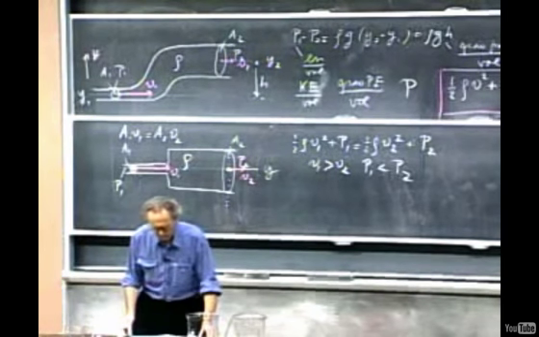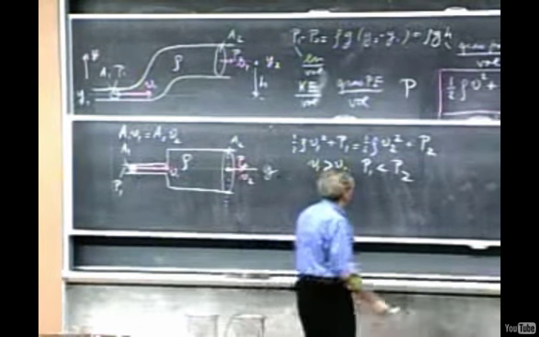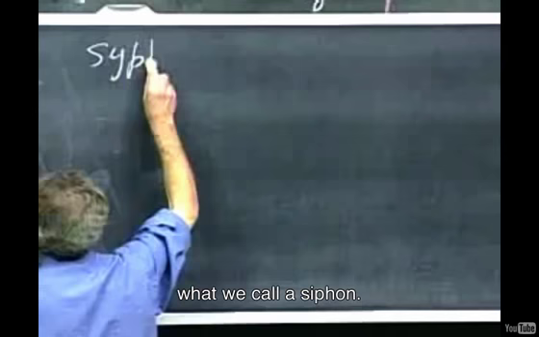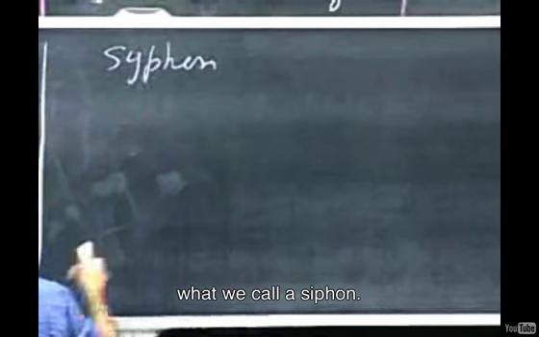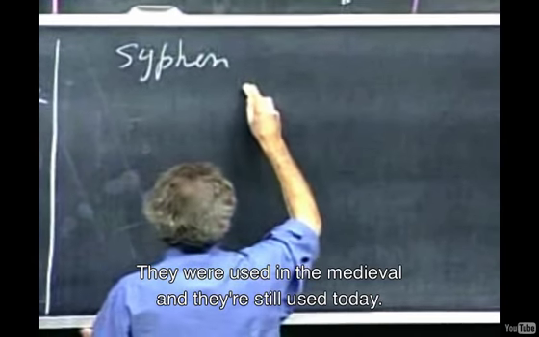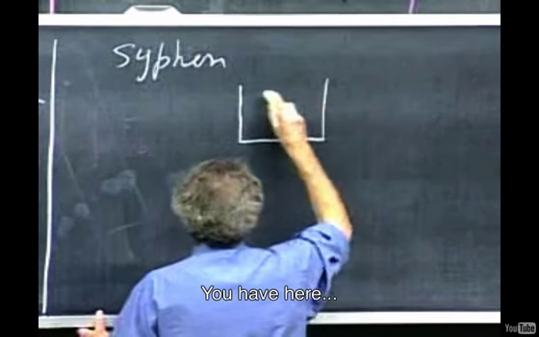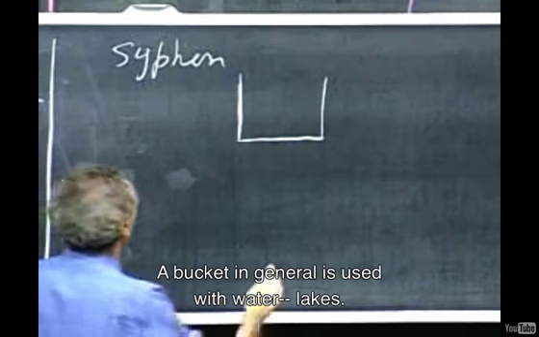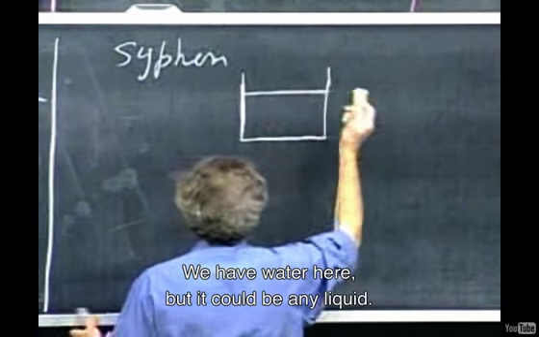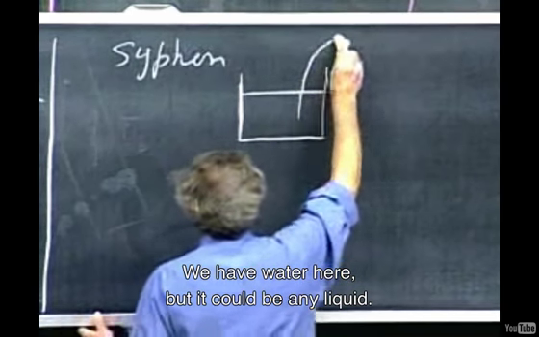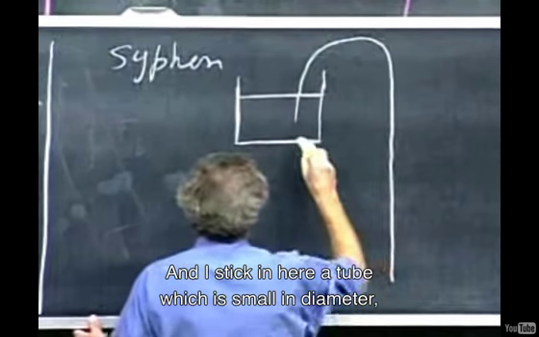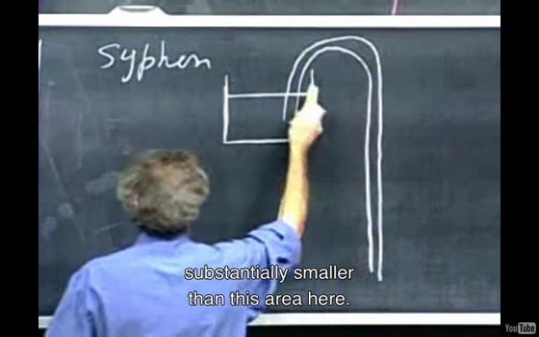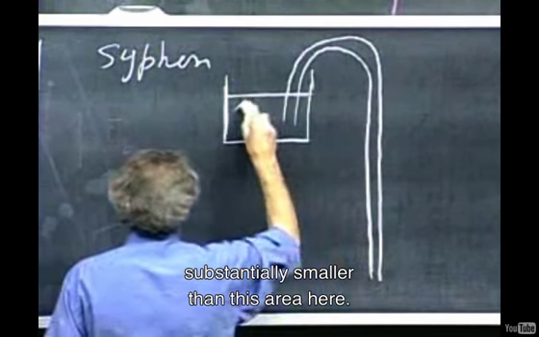You must all have encountered in your life what we call a siphon. They were used in medieval times and they're still used today. You have here a bucket. In general it is used with water, lakes. We have water here, but it could be any liquid. And I stick in here a tube. It's a smaller diameter, substantially smaller than this area here. And there will be water in here up to this level.